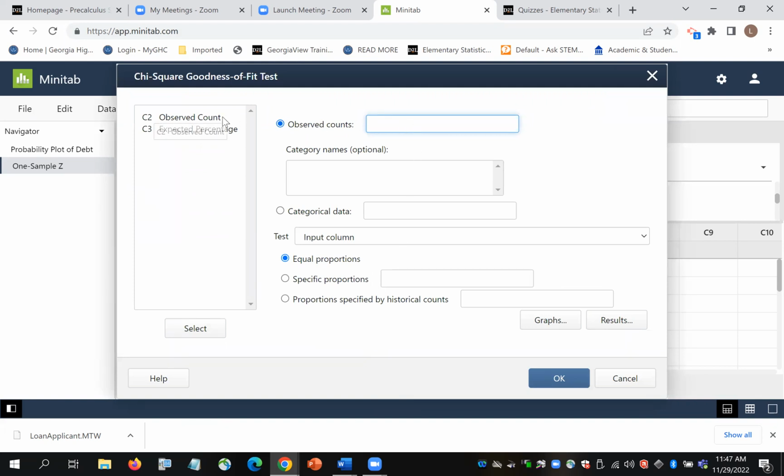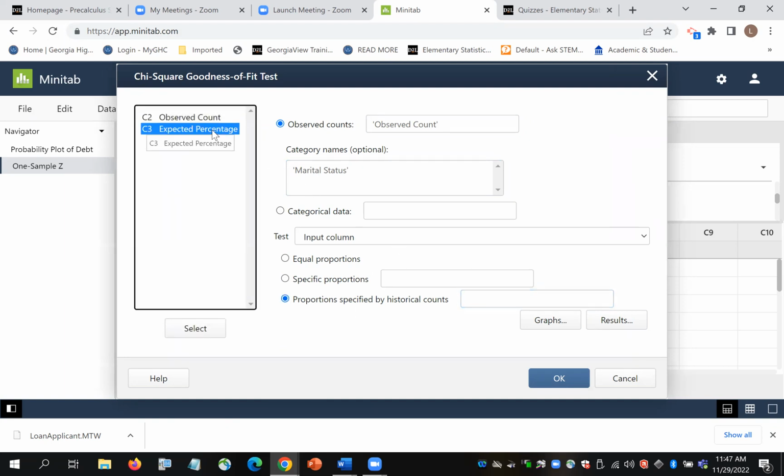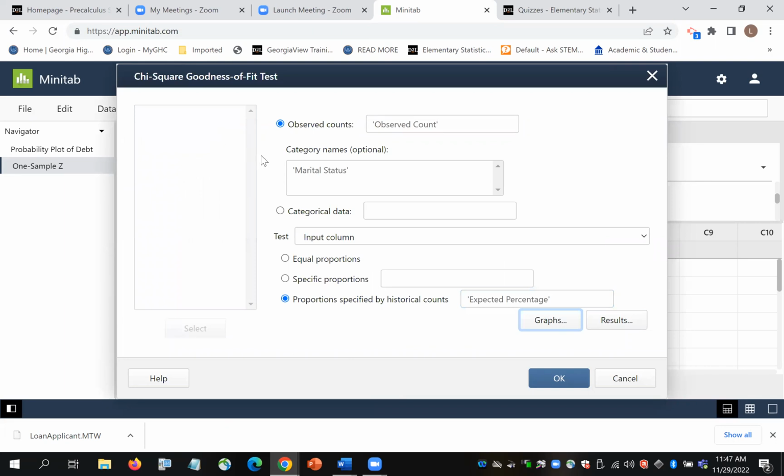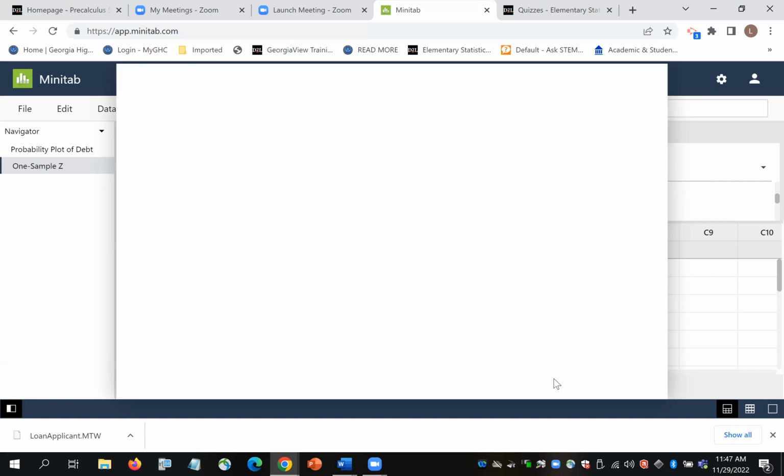My observed counts are in column 2. My category names are in column 1. And we're doing proportions specified by historical counts. That's the expected. So you choose where are the observed counts, where are your category names, the words, and then proportions specified by historical counts. And I click OK.